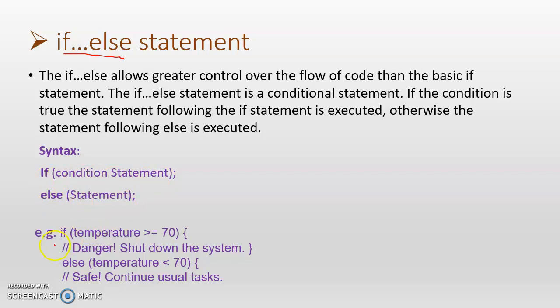For example, here if the temperature is greater than or equal to 70, then it will show danger and shut down the system. Else, if it is within the limit, below 70, then there will be a sleep and the usual task will continue. So this is the if and else statement, often required in some programs.